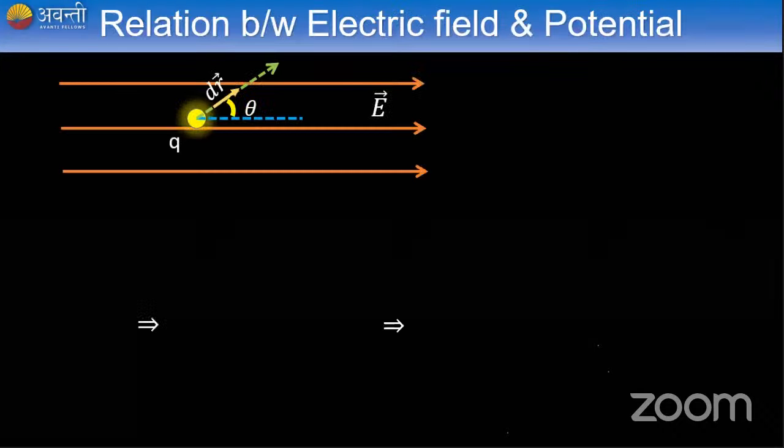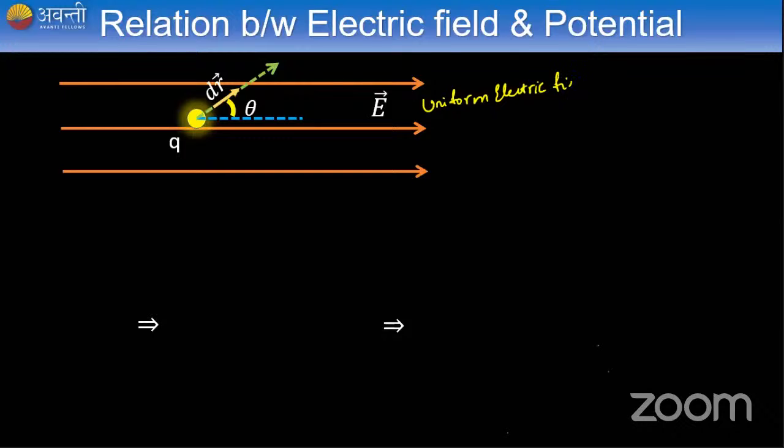So, in the next part, we'll be checking what's the relation between my electric potential and my electric field. What is the relation between electric potential and electric field? In this part, let us consider an electric field. So I have a uniform electric field. In this uniform electric field, I have a test charge, small q.